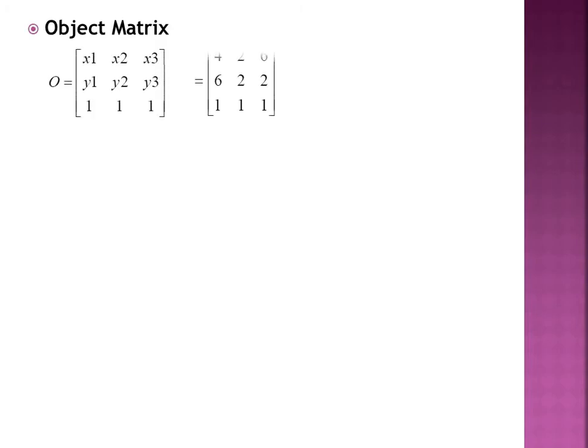So this is the object matrix. We need an object matrix. For this 3 cross 3 standard matrix we require the object matrix. For that we make these coordinates homogeneous. So in the first column we will put the coordinates of vertex A, x1 y1, then B vertex x2 y2, C vertex x3 y3. In the last row there will be 1 1 1, because we have made these coordinates homogeneous coordinates. So it is 4 6 1, 2 2 1 and 6 2 1.